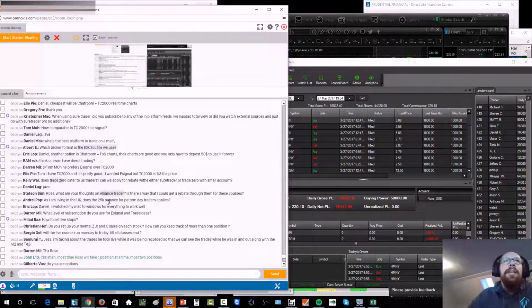Yeah, if you open an account with a U.S. firm, they have to follow the U.S. regulation for $25,000 pattern day trader rules.